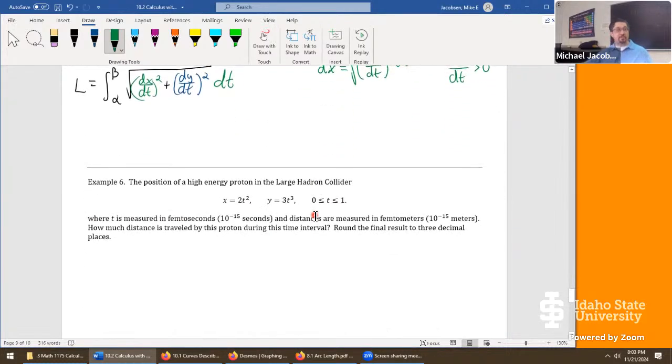This is our big application of this section. We're tracking a high energy proton in the Large Hadron Collider. And we have t measured in femtoseconds, distance measured in femtometers. So best attempt at an honest application for parametric curves on example 6. We'll be able to say as we go from 0 to 1 femtoseconds, what is the actual length that this proton traced out?